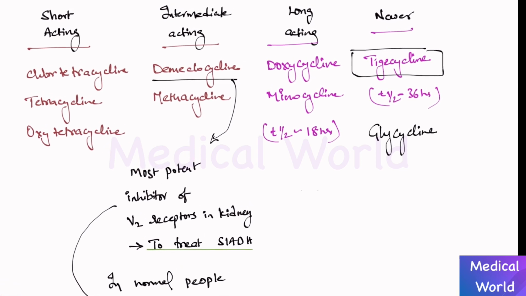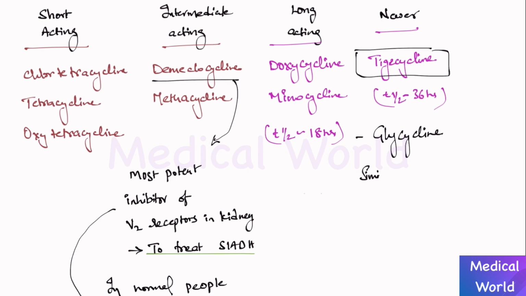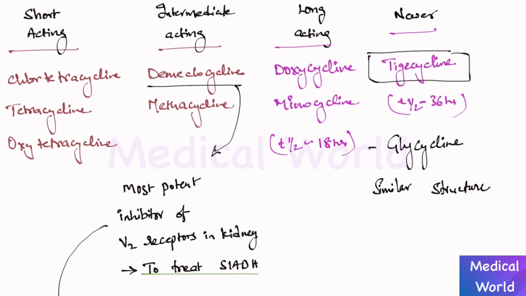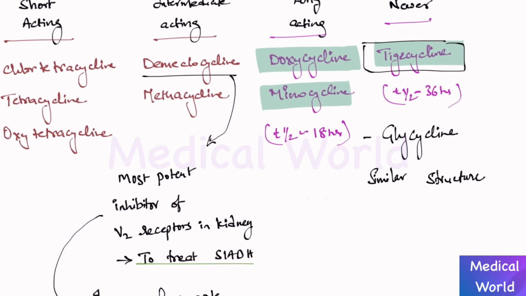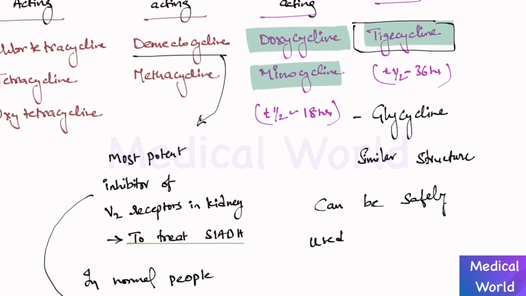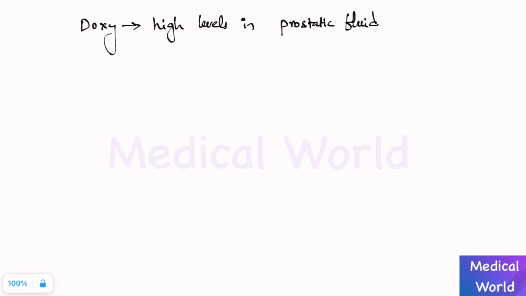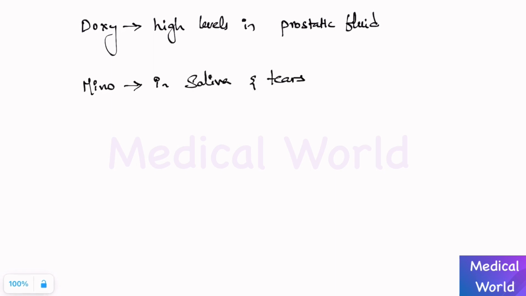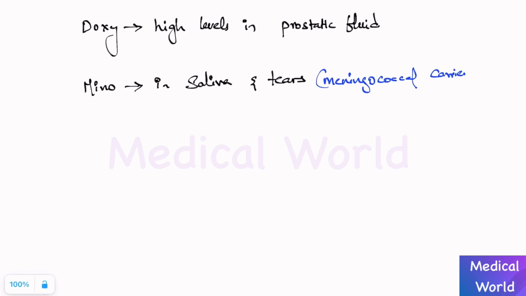Coming to tigecycline, basically it is a glycylcycline and it has a similar structure to tetracyclines. Only doxycycline, minocycline and tigecycline can safely be given in renal failure also. Coming to some specific drugs, doxycycline is found in higher levels in prostatic fluid, hence it can treat prostatitis also. Minocycline is found in high concentration in saliva and tears. So we can use this in the meningococcal carrier state.